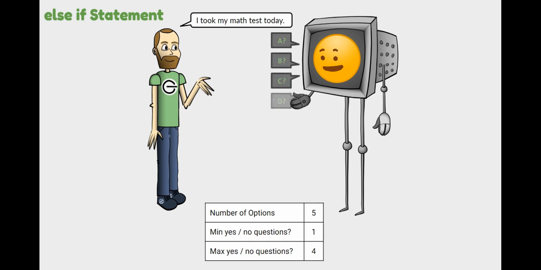So if they asked you if you got an A and you said no, they would ask you if you got a B. If you said no, they would ask you if you got a C. If you said no, they would ask if you got a D. And if you said no, they don't need to ask what you got.